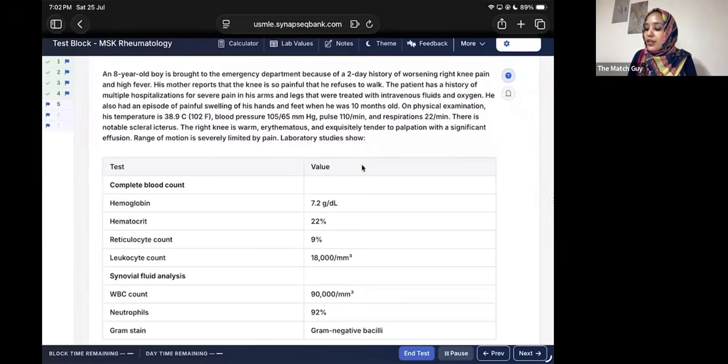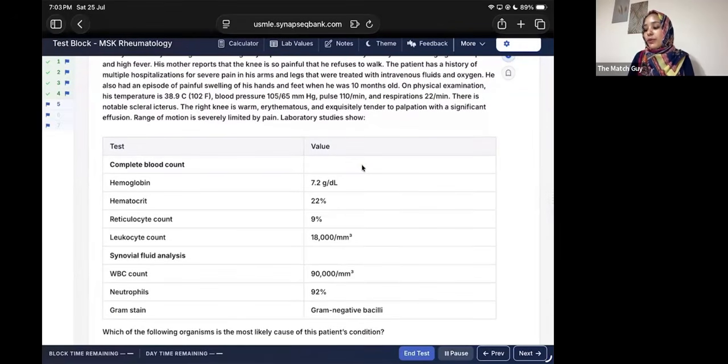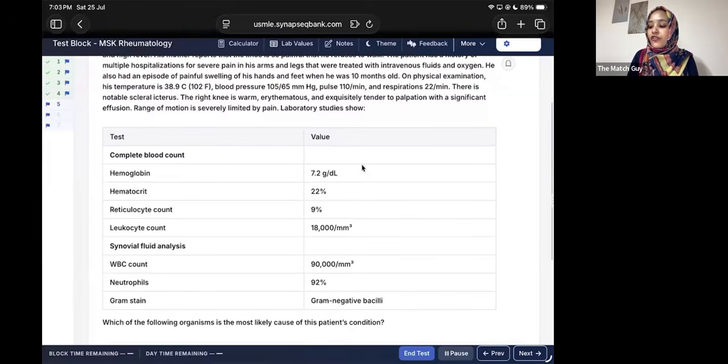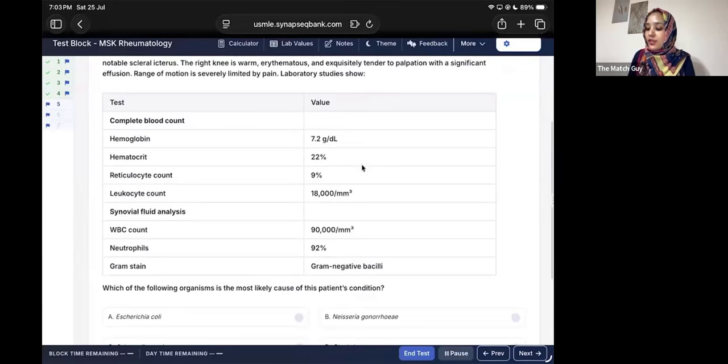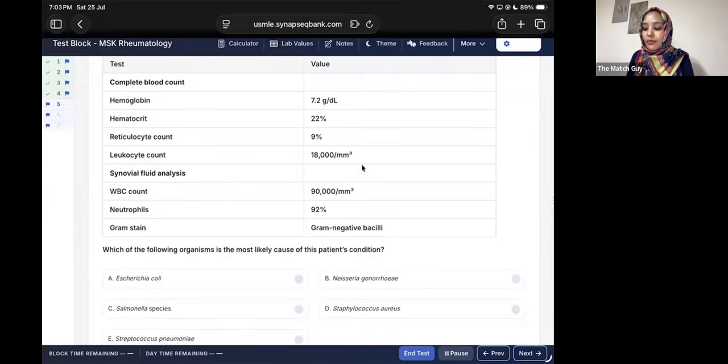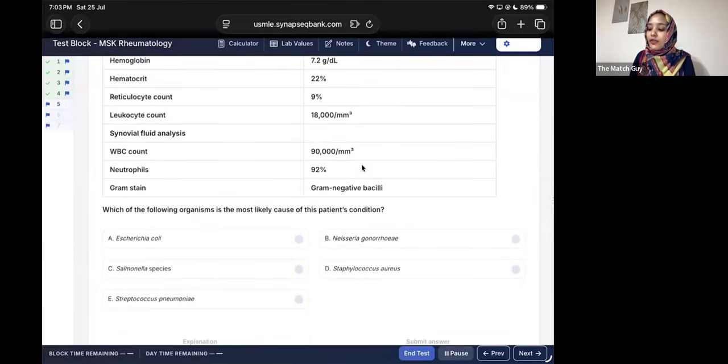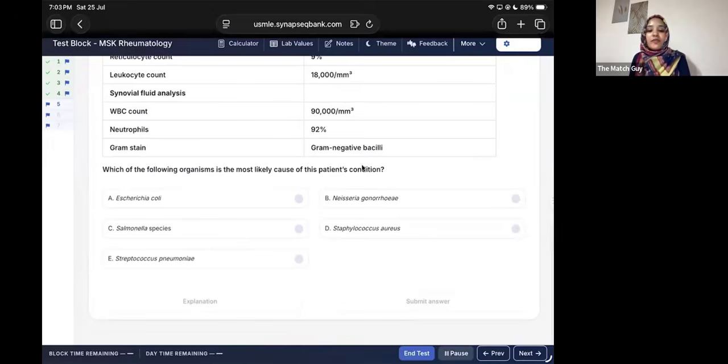On examination, his temperature is 38, so it's high, blood pressure is fine, pulse is also fine for his age. There's notable scleral icterus. The right knee is warm, erythematous, and exquisitely tender to palpation with a significant effusion. Range of motion is severely limited by pain. We did lab studies. Hemoglobin is low, hematocrit is low, reticulocyte count is low as well. Leukocyte count is very high. We did the synovial fluid analysis: 90,000, and neutrophils are predominant at 92%. The Gram stain shows gram-negative bacilli.